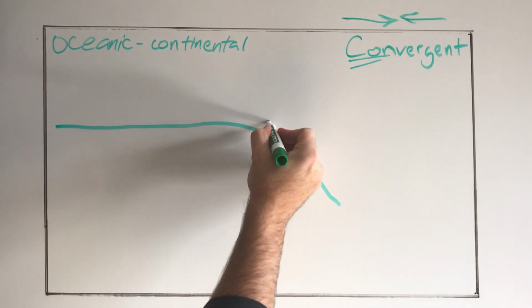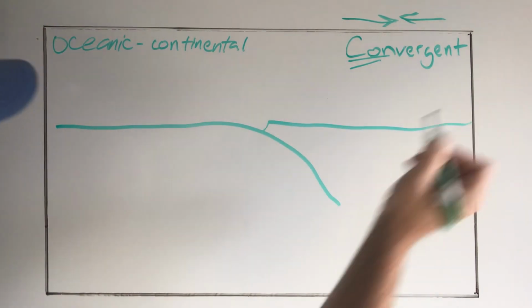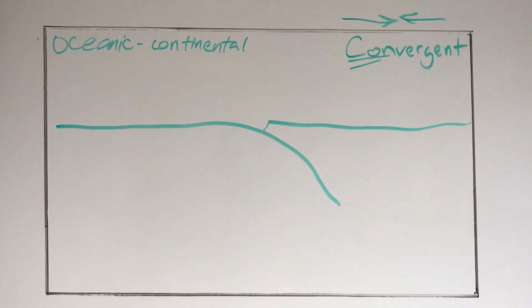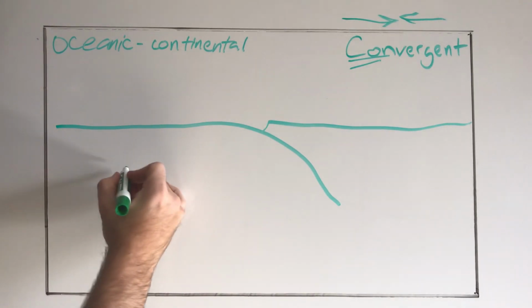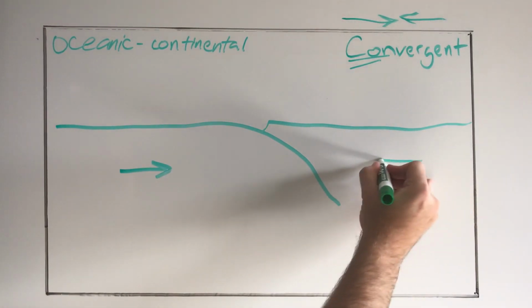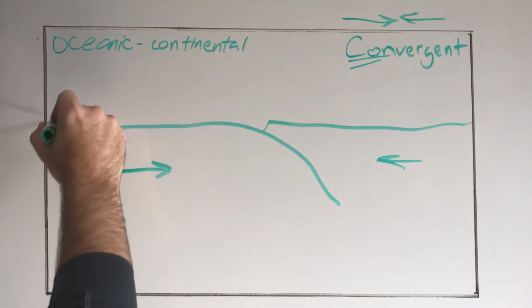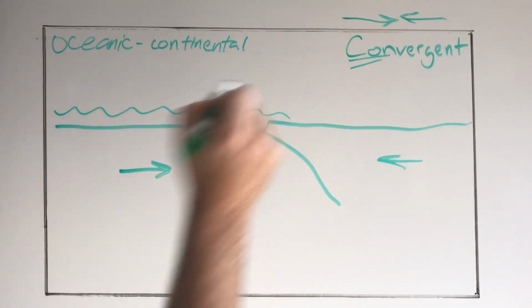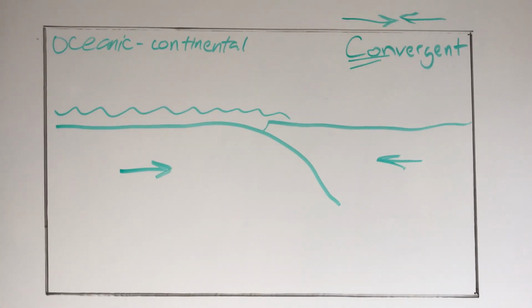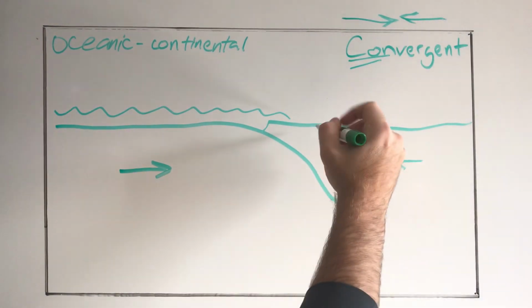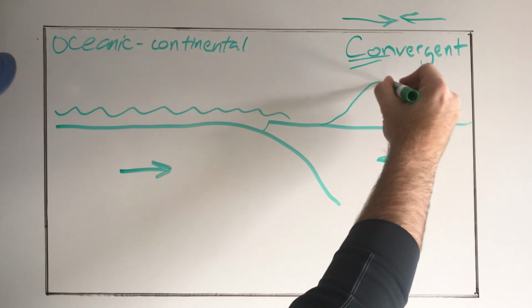subduct. And we'll give ourselves a nice big continental crust there. The convergent motion tells us that these are both going these directions towards each other. And just so that we're clear, we've got some ocean there. And then we have to have a couple important formations here. One of them is a volcano.